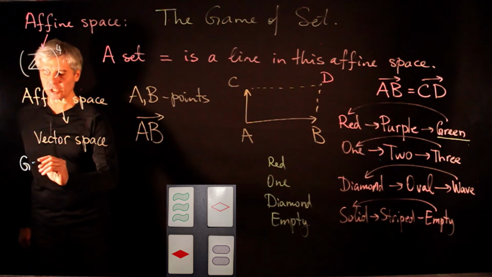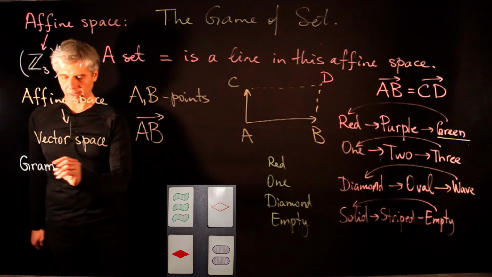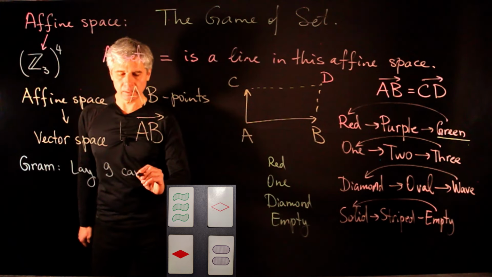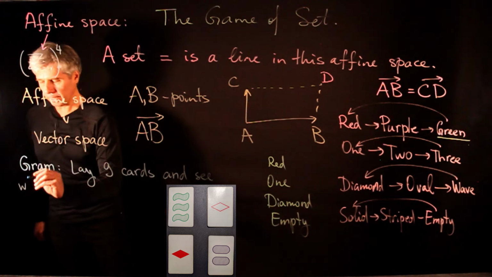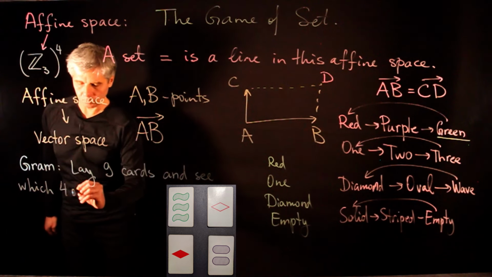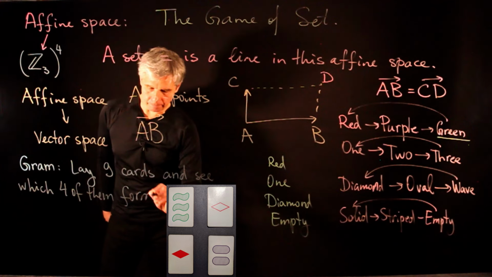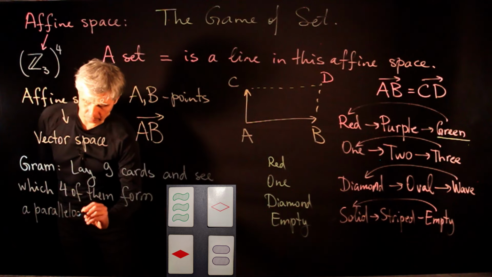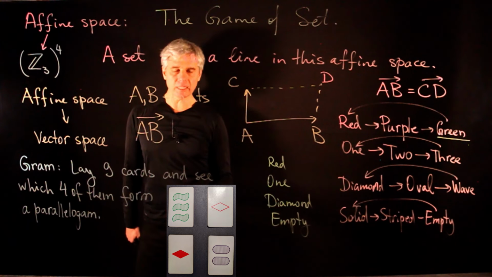This suggests that there is one other game that we can play with this deck. I call this game Gram. Lay 9 cards and see which 4 of them form a parallelogram. And you need 9 cards to have a decent probability that you will have a parallelogram among them.